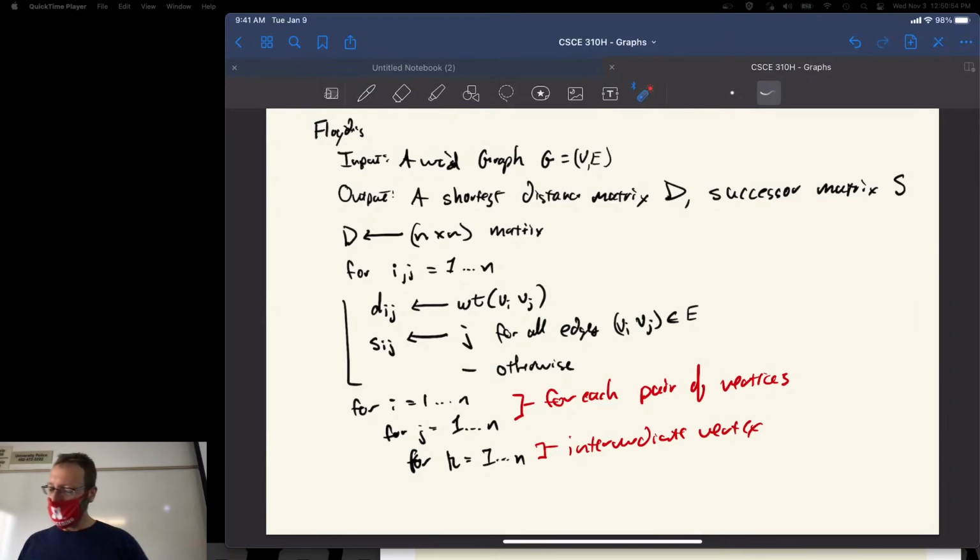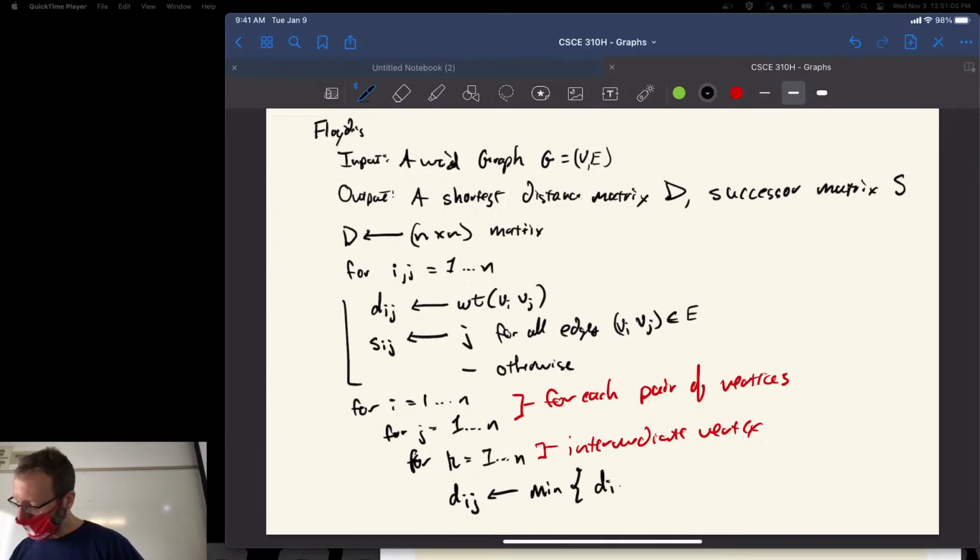All right, so all we need to do is update the distance here. D sub ij will end up being the minimum of d sub ij. If you've already found something, then go ahead and stick with it. Otherwise, d sub ik, go from vertex i to vertex k, and then go from vertex k to vertex j. You take the minimum between those two and update the distance.